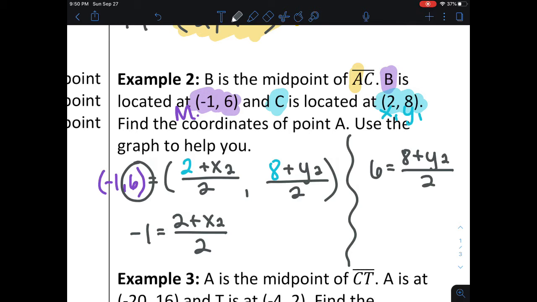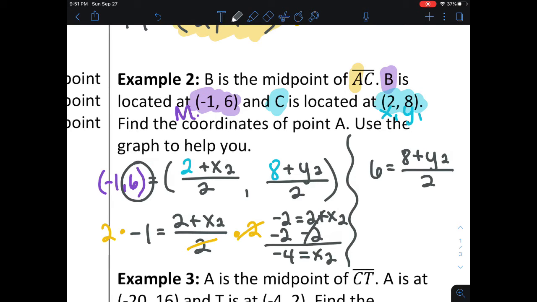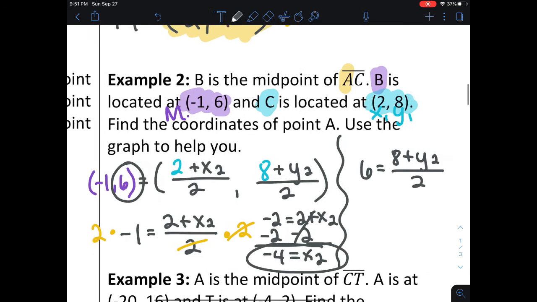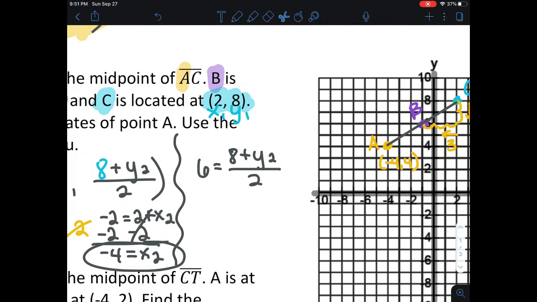All right, so the first thing I need to do over here is multiply both sides by 2. I don't know if you guys remember from when we did algebraic proofs, but to get rid of a fraction, you just get rid of the denominator by multiplying both sides by the denominator. So that's going to give me -2 equals 2 plus x2. All right, cool. So now I'm going to subtract 2 from both sides so I can get rid of that. That's going to be -4 equals x2. Okay, so that's one of my coordinates. Let's keep going over here.